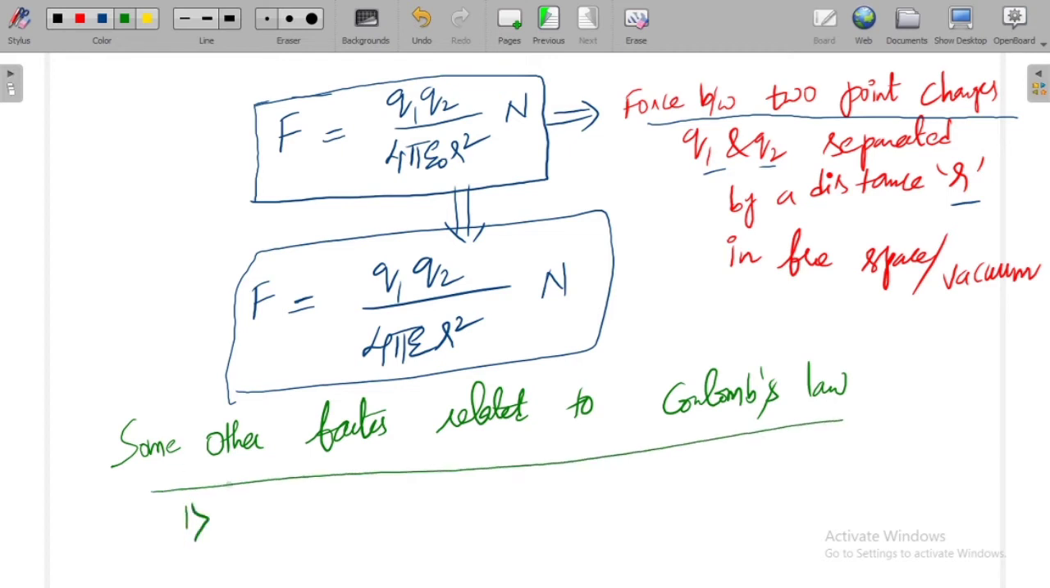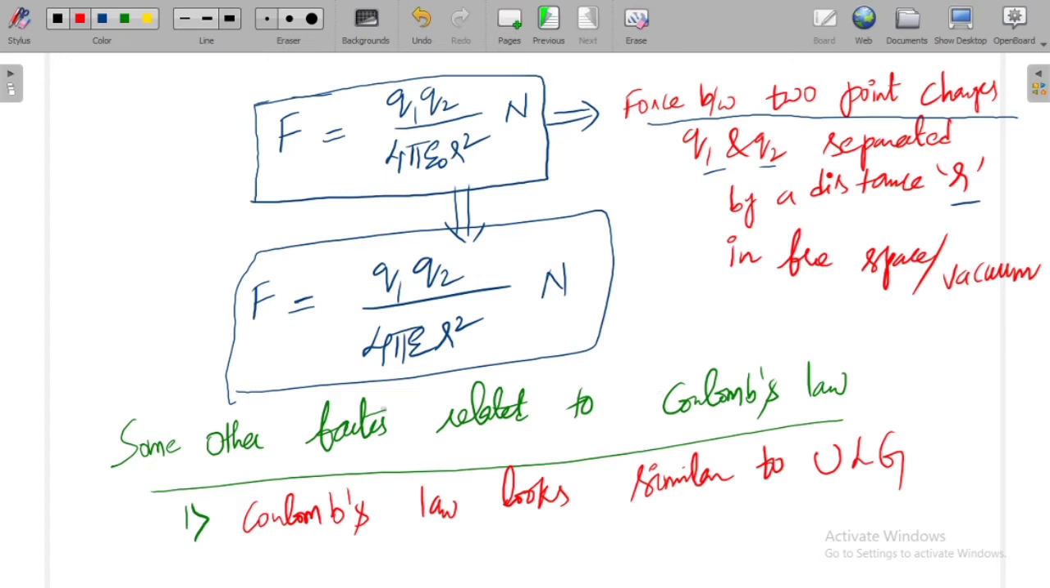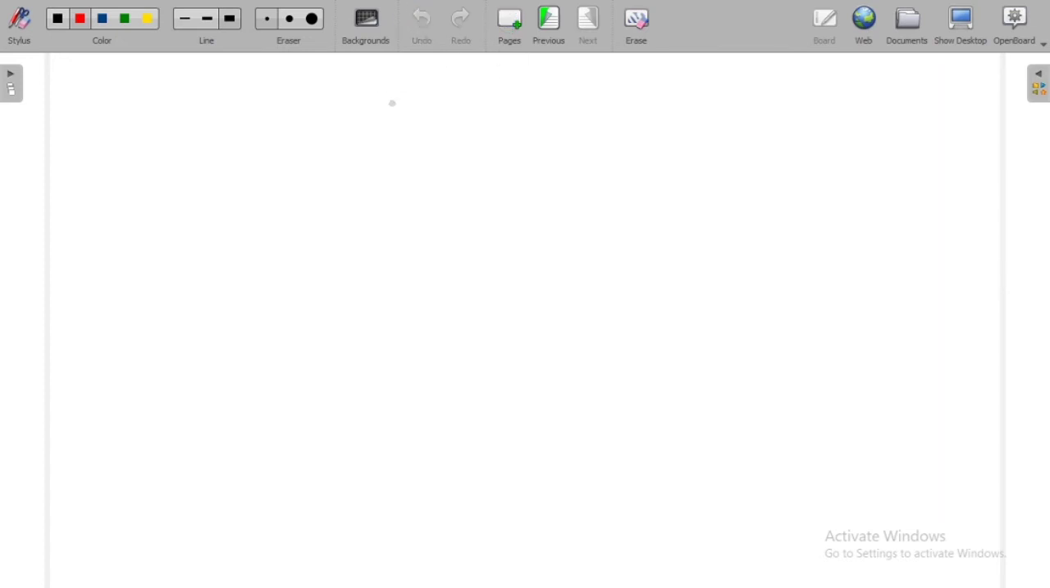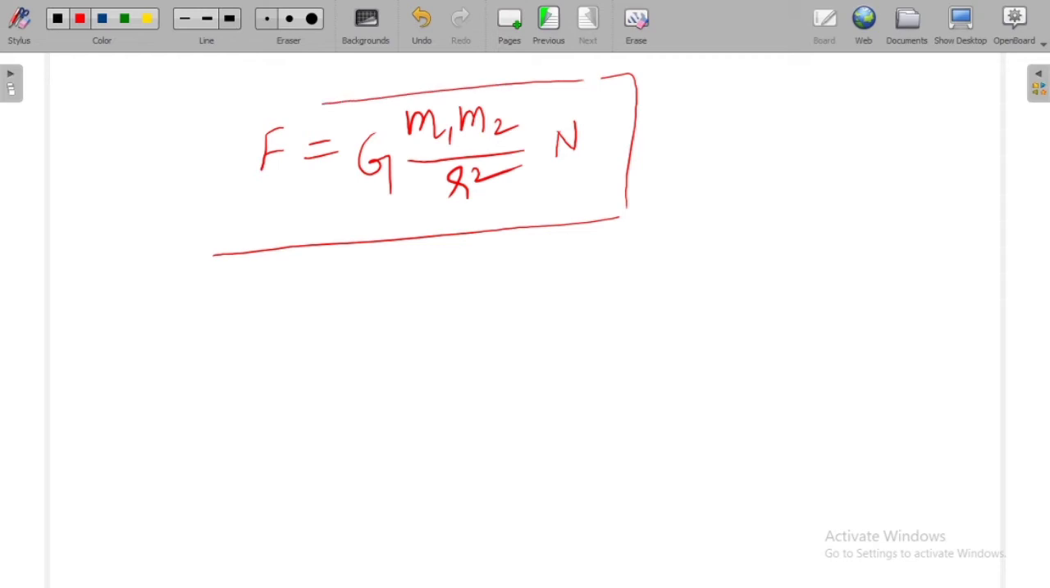It looks almost like the universal law of gravitation, right? This is the first fact. So Coulomb's law looks similar to the universal law of gravitation. So what is the universal law of gravitation? According to this law, the force between any two objects is directly proportional to m1 m2, the product of the two masses, and inversely proportional to the square of the distance between them with a constant G. Instead of K, we have this constant G. This is called the universal law of gravitation. So Coulomb's law looks similar to the universal law of gravitation, which gives us the force between two objects having masses m1 and m2 separated by some distance r between them.